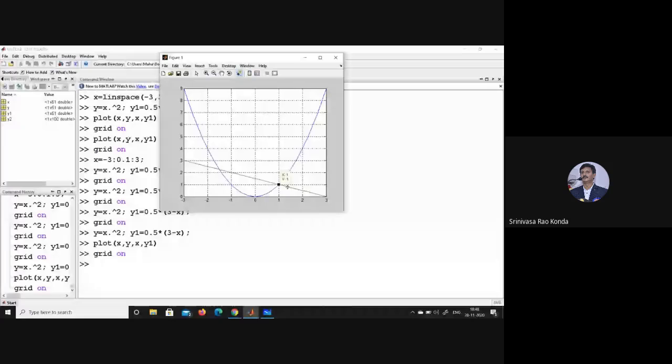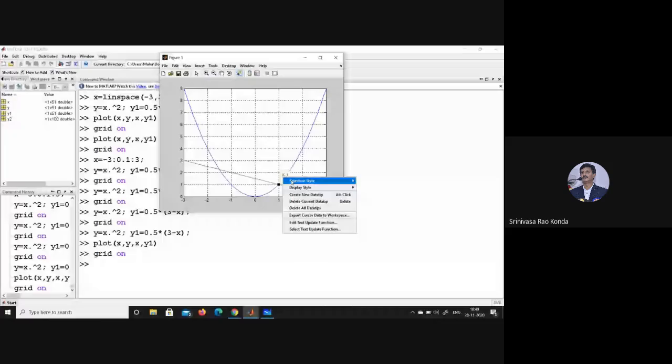I want to know the intersecting point. Definitely, you can get the intersecting point. That is (1, 1). Because I have given 0.1, the X value and Y value should be the same. The intersecting point is (1, 1). That point also you can insert here.